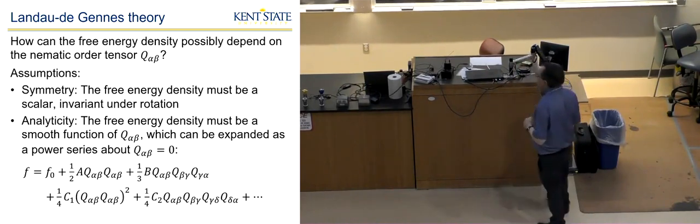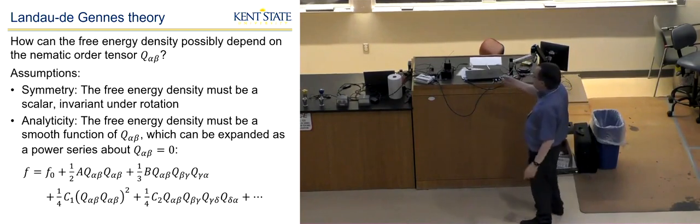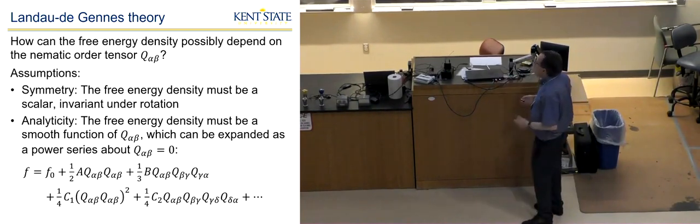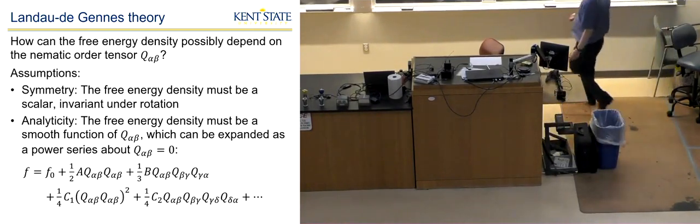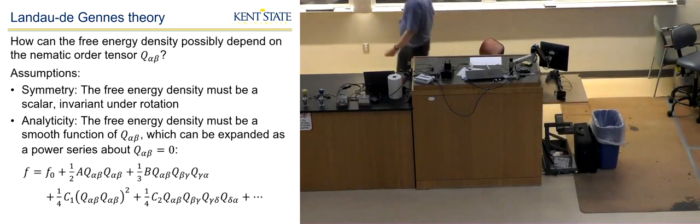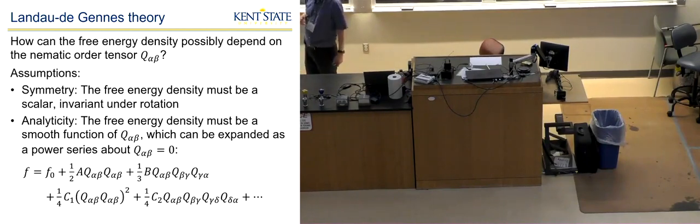So what could we make for a constant term? I don't know, it's a constant, okay, F0. What about a linear term? What can we do in the free energy that's linear in this Q alpha beta tensor? Well, I could contract it with itself. So if I want to make a scalar which is linearly proportional to this tensor, I could take the trace.